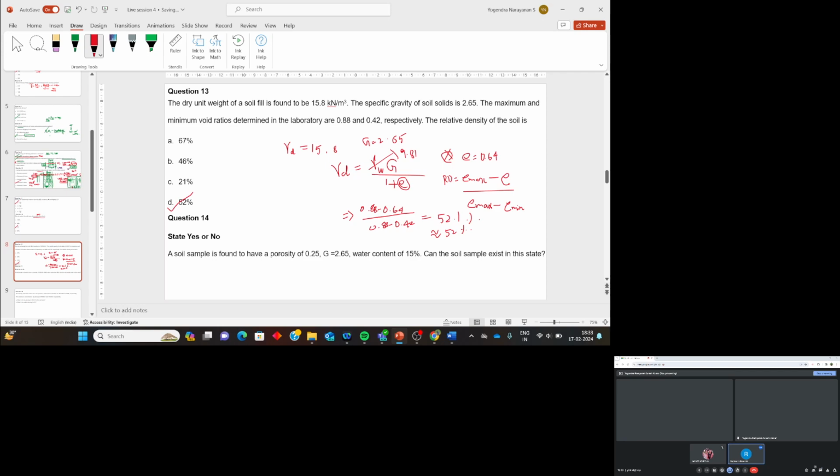Always please remember these fundamental relationships. First is Se equal to wG, and for gamma you can just remember the total gamma value, that is bulk gamma: gamma w into G plus Se divided by 1 plus e. Now, if you put saturation as 1, you will get saturated. If you put saturation as 0, you will get dry. So, it is better to remember this and convert into whatever unit weight you want. Please don't forget this. This will haunt you throughout the course.